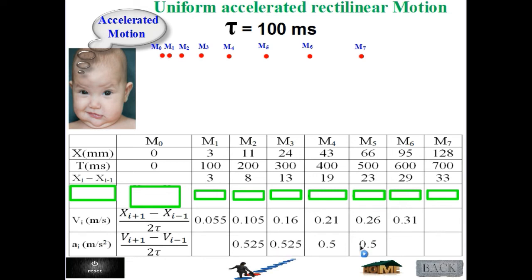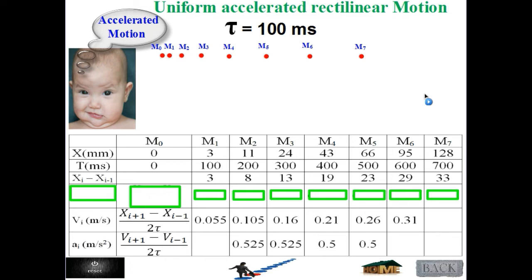Now, if the acceleration is not constant, if the acceleration is 0.5, 0.7, 0.8, 0.9, like this, arbitrary, not constant, then the motion is not uniform. It's accelerated rectilinear motion without the name uniform. Here, yes, we have a constant acceleration, then our motion is uniform accelerated rectilinear motion.